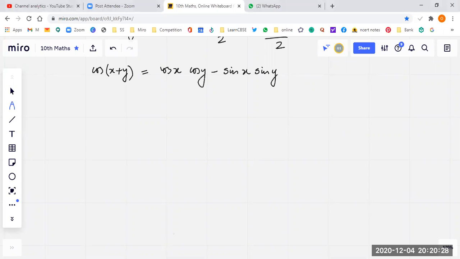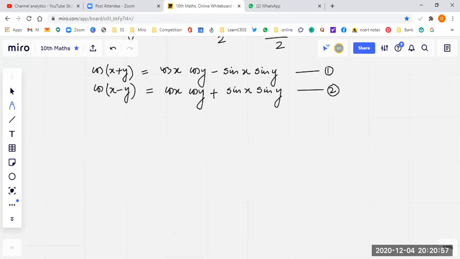Now, what about cos of x minus y? The more you speak in trigonometry, the better you are. Cos x cos y plus sin x sin y. So in cos of x minus y, the trigonometric functions don't change in the first term, but the sign changes, right? So it will be plus sine x sine y. Am I right? Let's say this is the first equation. Let's say this is the second equation. Okay. Now adding and subtracting 1 and 2.